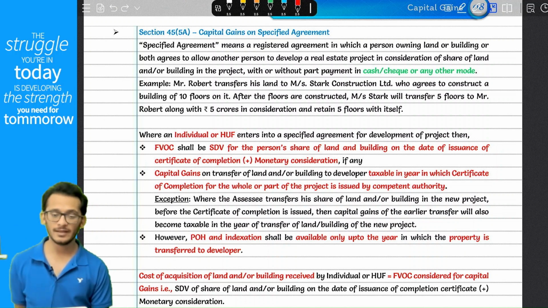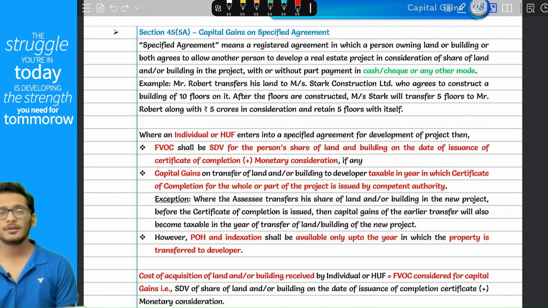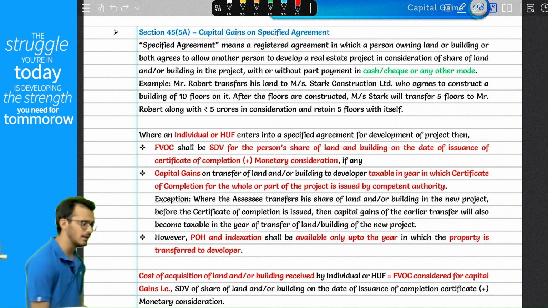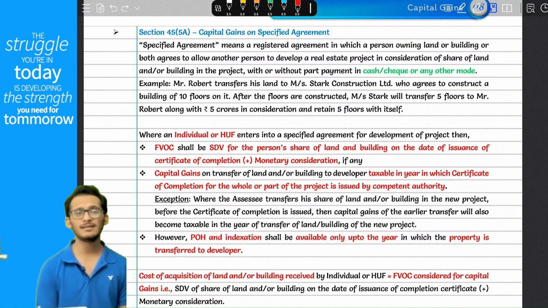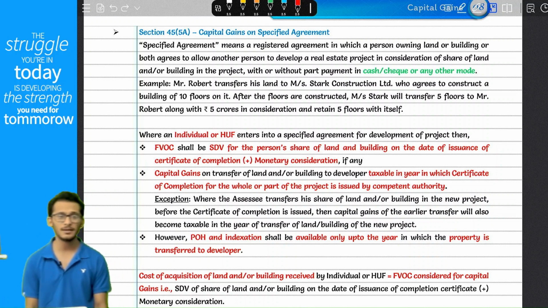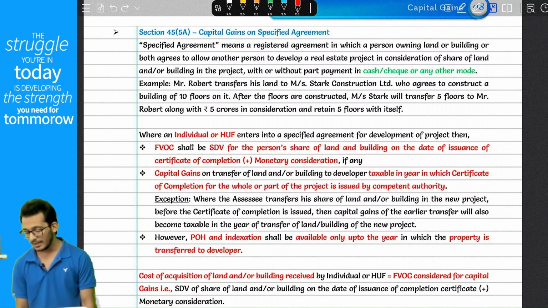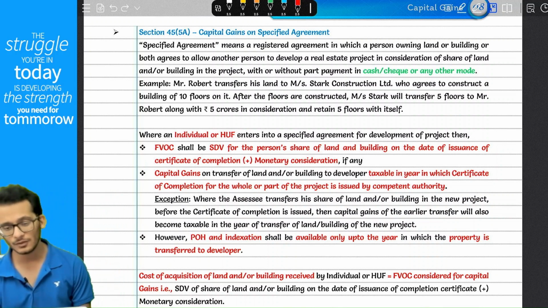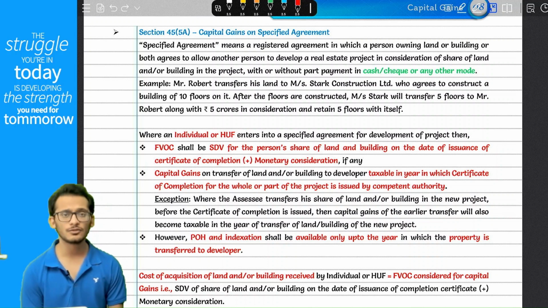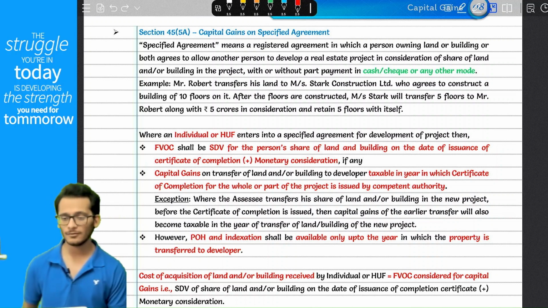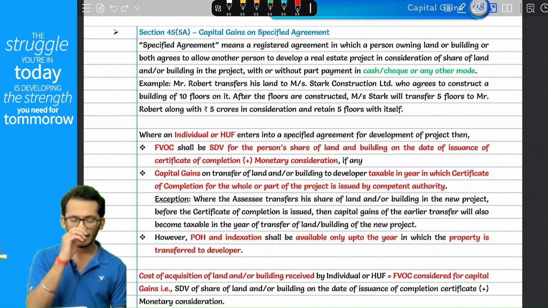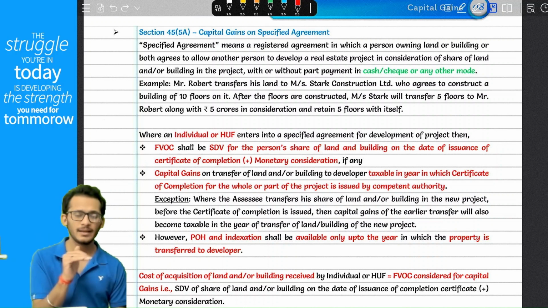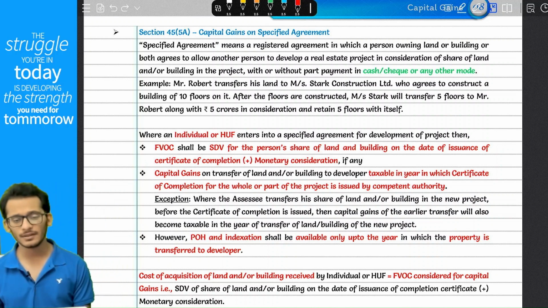Next comes your specified agreement. Income tax says that if you are an individual or HUF having a land, who gives away his land to someone for constructing a building on it, in consideration for getting a portion of the building along with cash, any one of those two is not mandatory. It is any kind of property which you give for getting a building in exchange, along with cash.